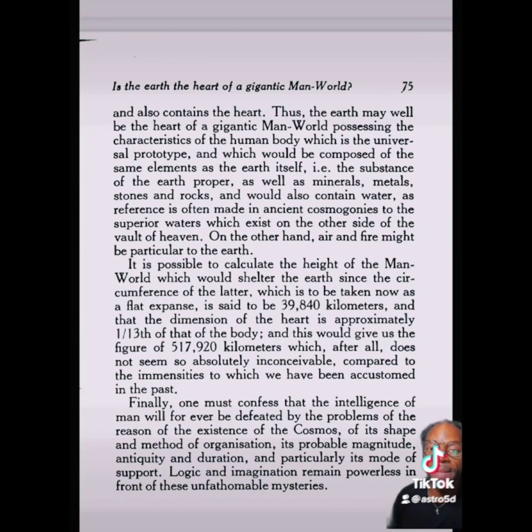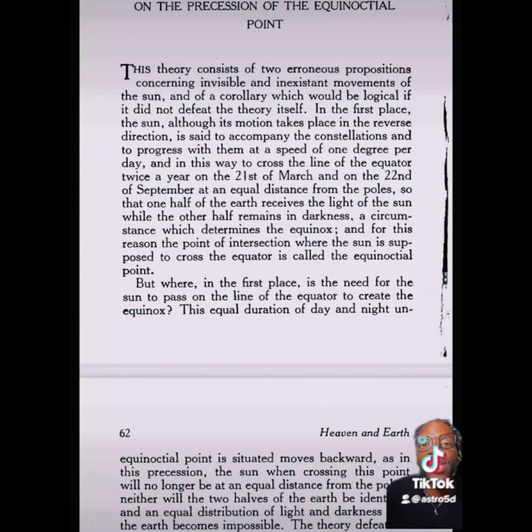Chapter 10, on the precession of the equinoctial point. In the first place, the sun, although its motion takes place in the reverse direction, is said to accompany the constellations, to progress with them at a speed of 1 degree per day, and in this way to cross the line of the equator twice a year, on the 21st of March and on the 22nd of September, at equal distance from the poles.